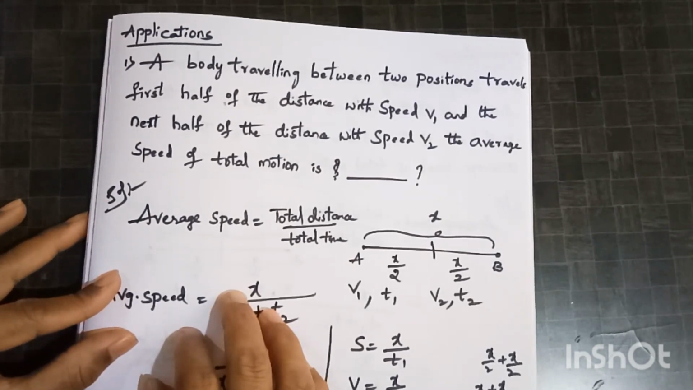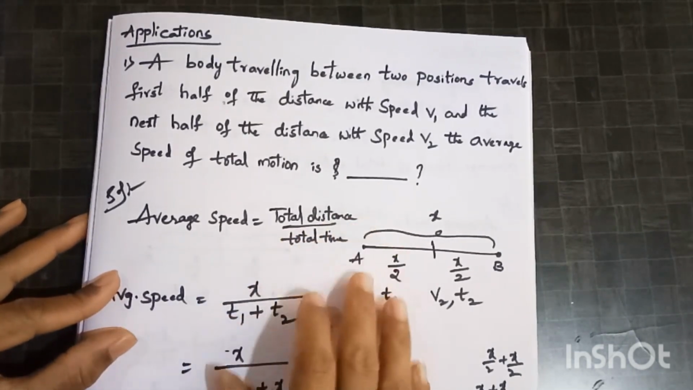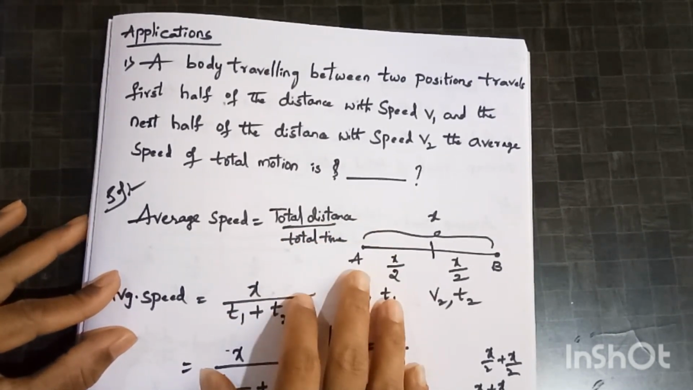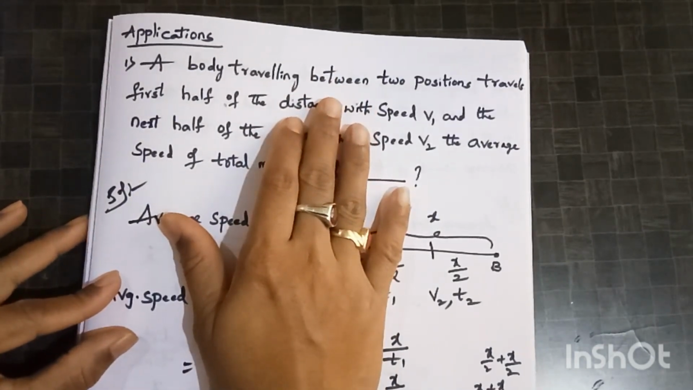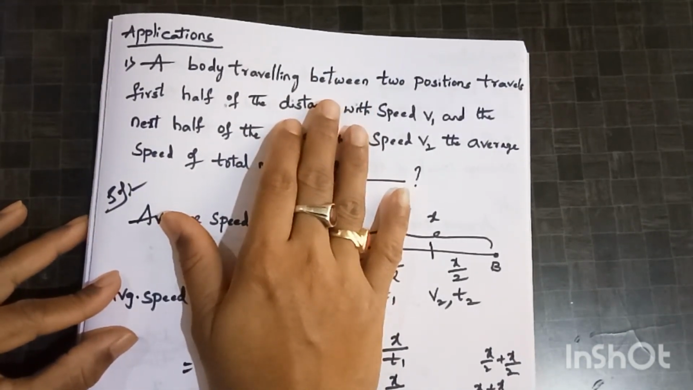So we have discussed average speed. Average speed means total distance by total time. There are some important applications based on average speed. This is the first application, very important, based on average speed.